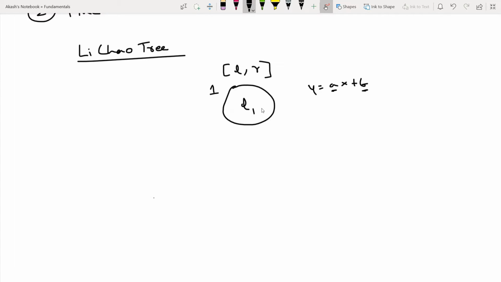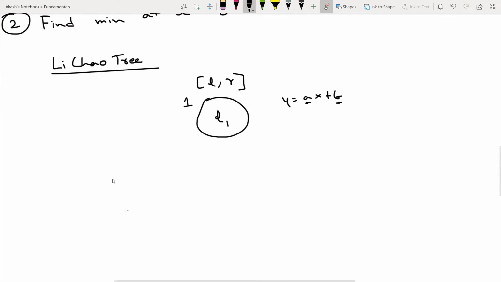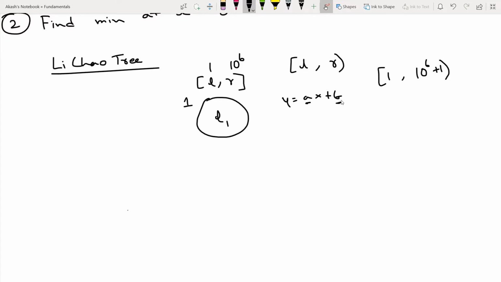So it has a dominating line. I will talk about what this dominating line means. Initially, for this specific problem, what should be the initial values of L and R? Since H1, H2, all range from 1 to 10 to the power 6, L should be 1 initially, and R should be 10 to the power 6. In my solution I have represented it as L to R with R not inclusive. So it is from 1 to 10 to the power 6 plus 1, because we have to include up to 10 to the power 6. So this is it. Let's go to the concept of the dominating line.